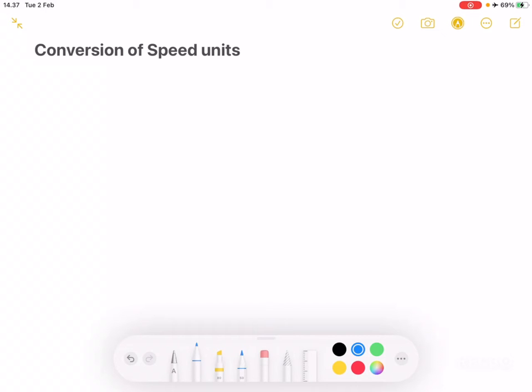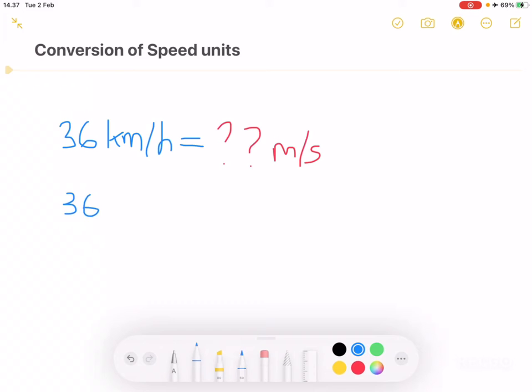So let's say we're going to convert 36 kilometers per hour into meters per second. Just write this as question marks. What you first do is express this as a fraction: 36 kilometers all over 1 hour. This is just the distance traveled in 1 hour, so 36 kilometers is traveled in 1 hour, or you can express this in a rate form.